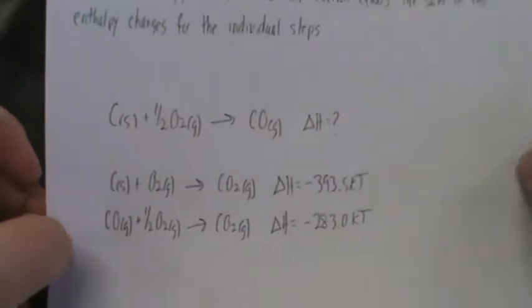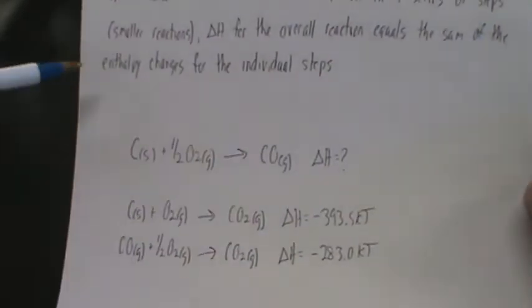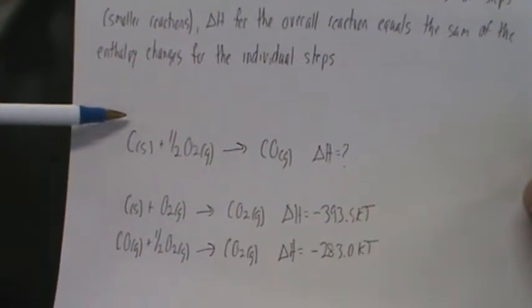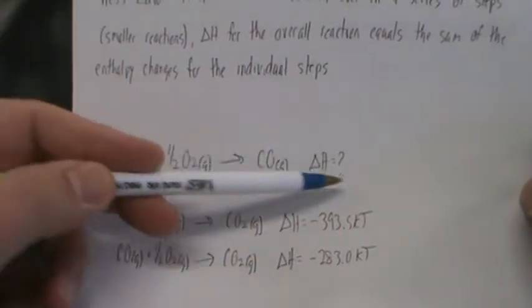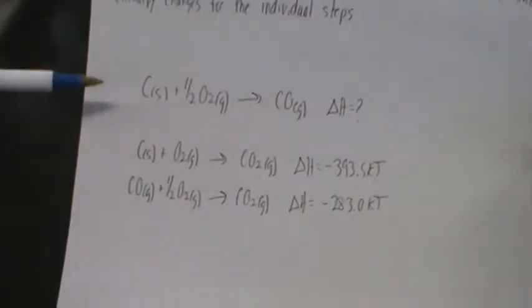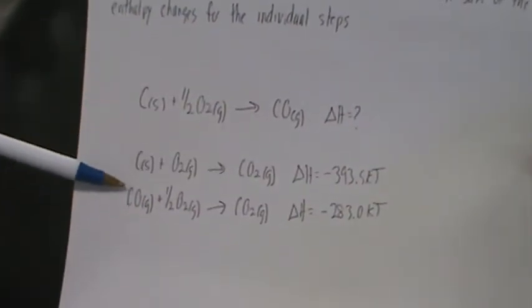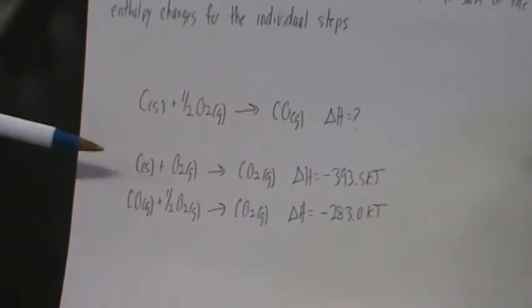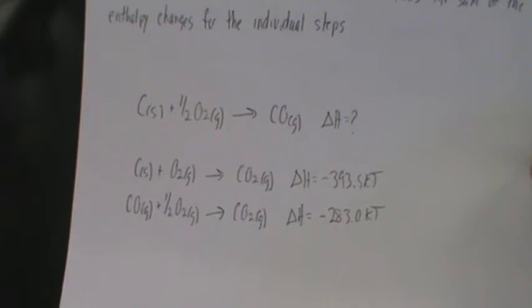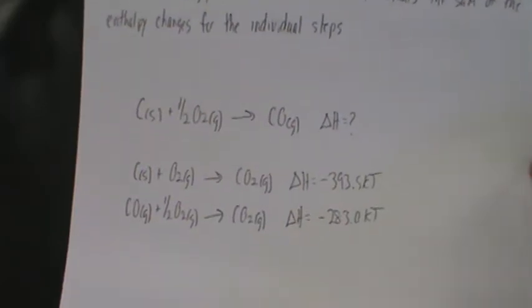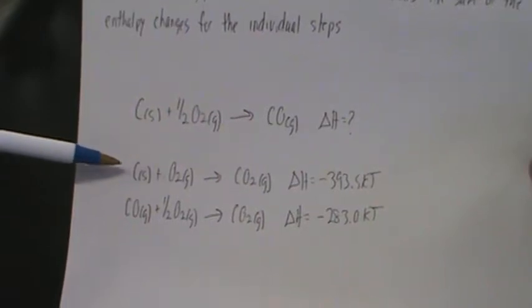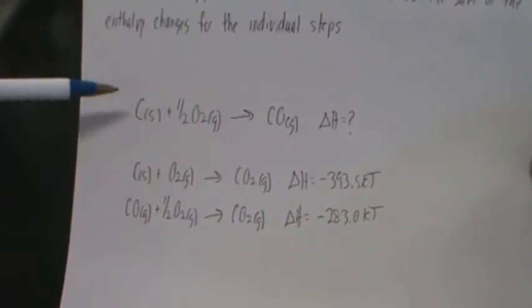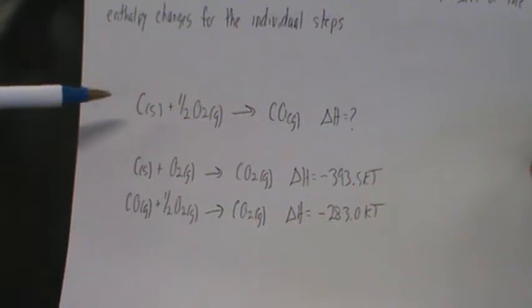Start off with a really easy one. So here's our reaction: carbon plus 1/2 O2 yields carbon monoxide, and we want to figure out the change in enthalpy. Here are our smaller or subsequent reactions that we're going to possibly have to manipulate. What we need to do first is see if these smaller reactions have anything unique to them, compared to the overall, so that we can see what we need to do to them.